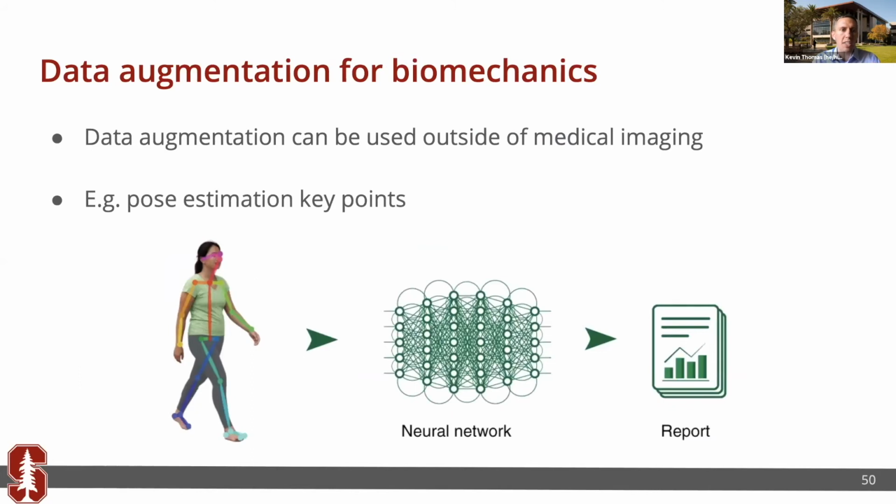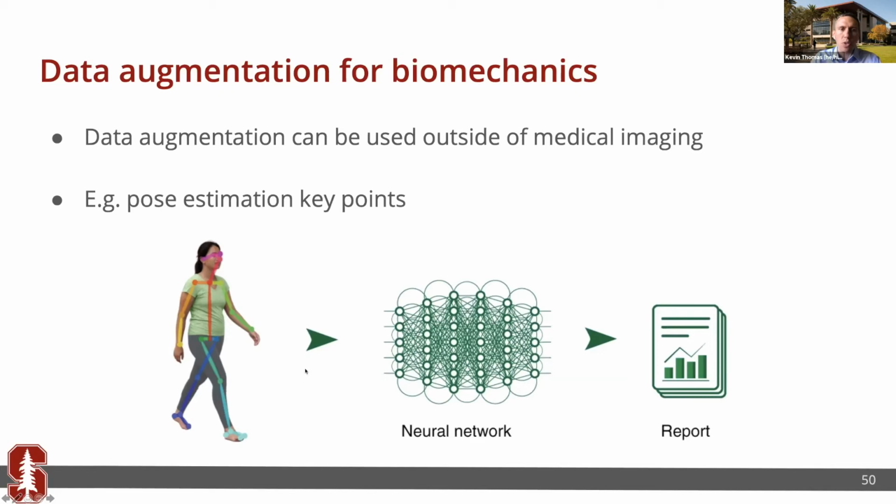So I want to give one more example from the field of biomechanics. And again, I'm going to go back to the idea of pose estimation key points. So there's been a lot of research recently that looks at taking standard video footage of a person, applying a key point detection algorithm to find all the major joints of the body. And then that gives you time series that describe how the patient is moving in a video. You can feed that information into a neural network to generate some kind of report, some kind of assessment of their health or human performance.